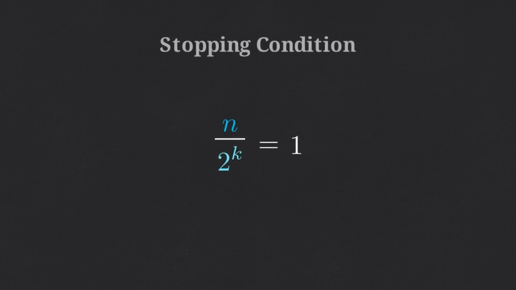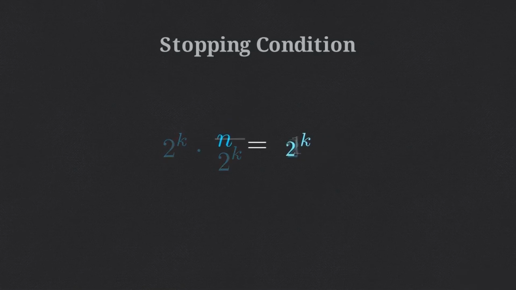Look at the progression. We start with n elements. After one step, we have n divided by 2, then n divided by 4, n divided by 8, and so on. The algorithm is forced to stop when it has narrowed the dataset down to exactly one final element. If we define k as the total number of divisions required, we can express the stopping point as this equation: n divided by 2 to the power of k equals 1.